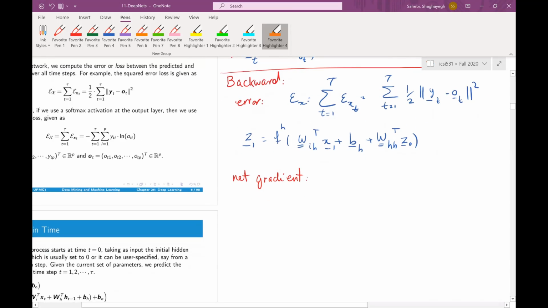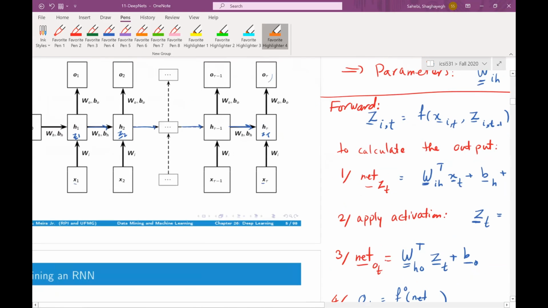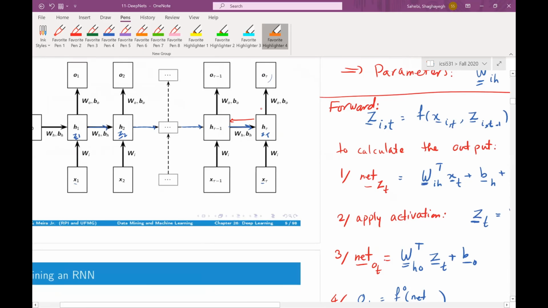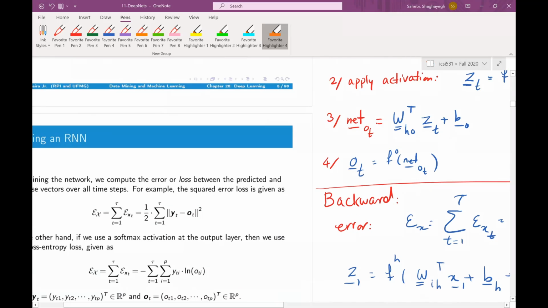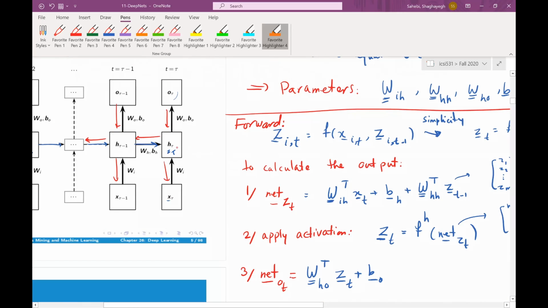So to do that, similar to MLP, we are going to first reverse all the edges. These are the edges that we are going to backpropagate with, right? And then we are going to start from the first one in this backpropagation way, which is going to be the output layer. We're going to start at the last layer, which is our output layer.